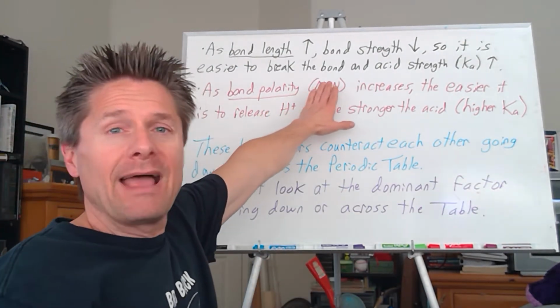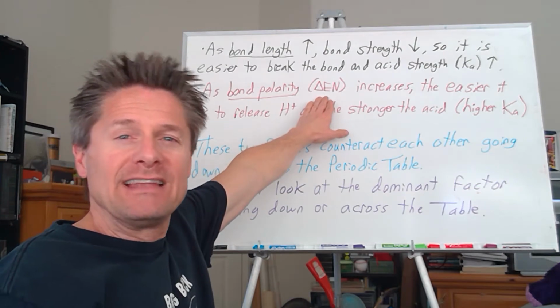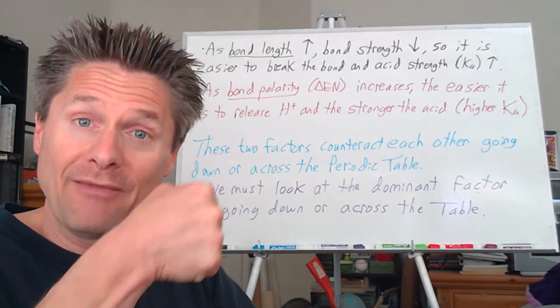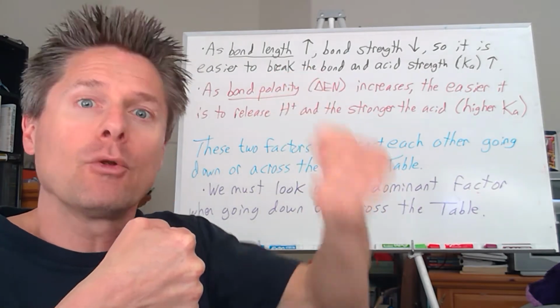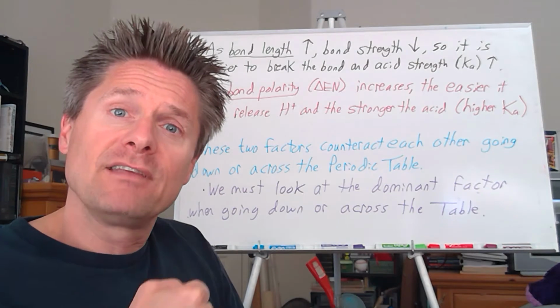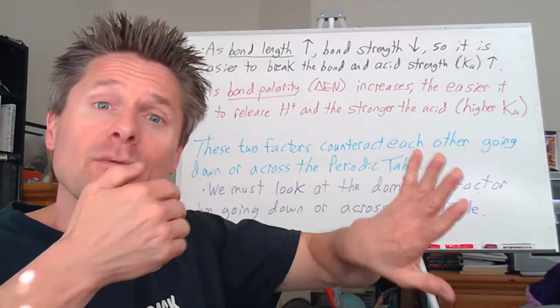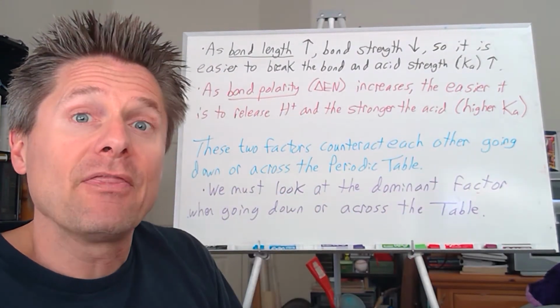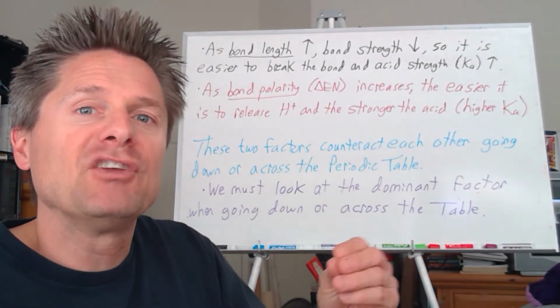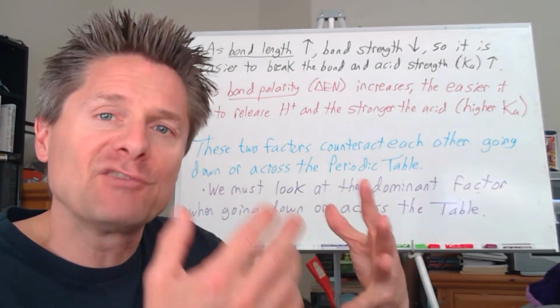Remember, we looked at that last semester as the change or the difference in the electronegativity value between the two atoms of the bond. You've got the hydrogen and the non-hydrogen, like a chlorine or bromine. You can look up the electronegativity of one, the electronegativity of the other, and then subtract those and get the delta EN. The higher that value, the more polar that bond, and the easier it is when it breaks apart to form the H+ and the A-.